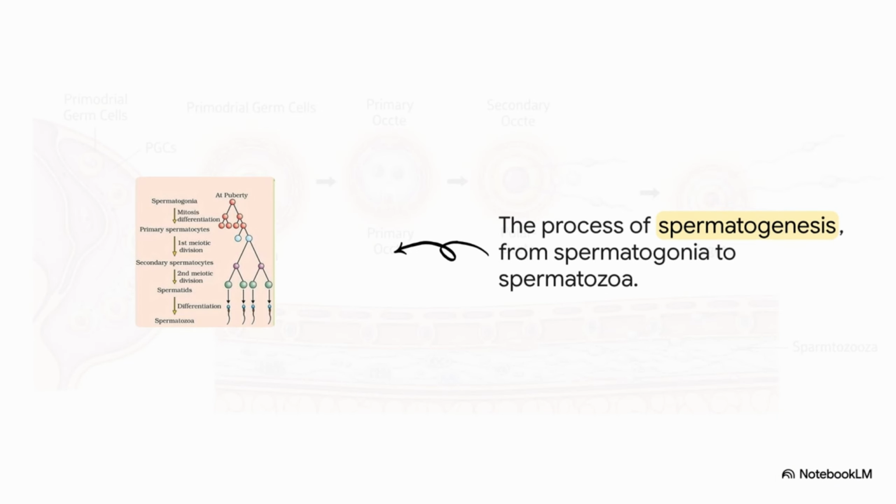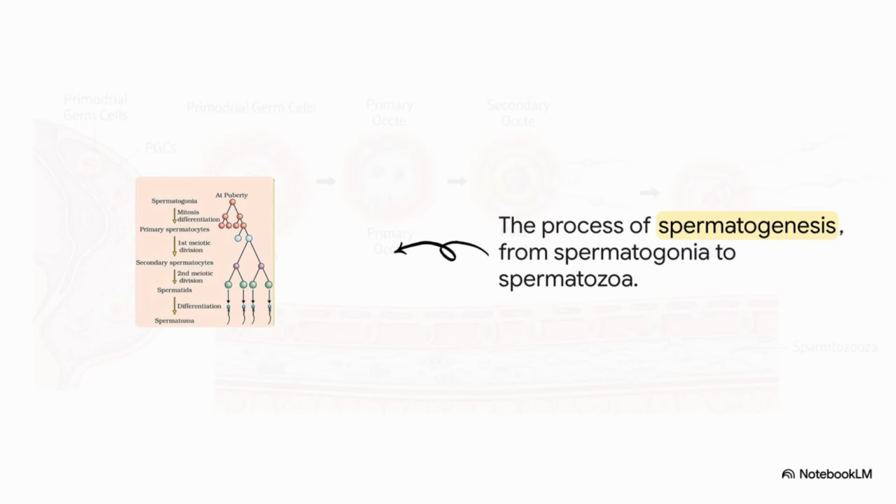Okay, let's trace this lineage slowly, step by step. At puberty, the PGCs give rise to spermatogonial stem cells. These divide to make type A spermatogonia, which are basically a self-renewing stem cell supply. Then, some of those type A cells make type B spermatogonia. These type B guys are committed. They divide by mitosis to become primary spermatocytes. These are the cells that enter meiosis I, producing 2 secondary spermatocytes.